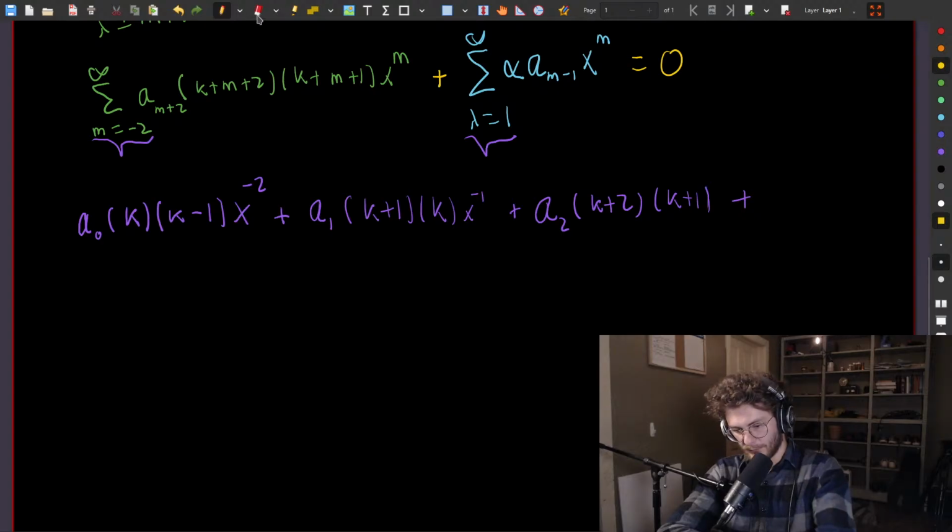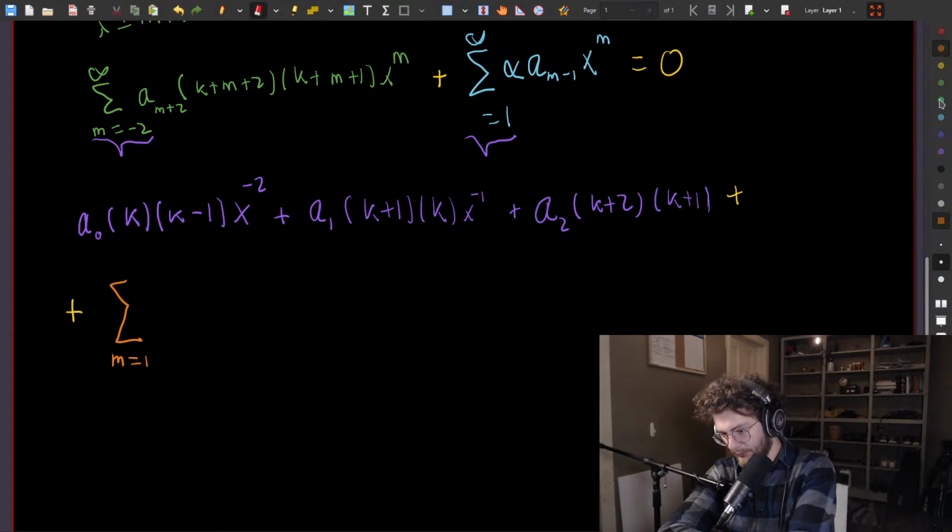Actually, let's do it this way. Plus, I'm going to do orange for this. The combination, m equals 1. I actually need to quickly sub that back out because that's technically m.